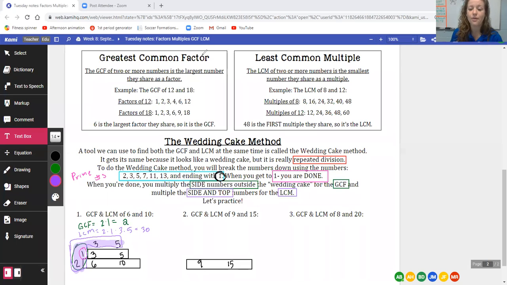So can 2 go into 9 and 15 evenly? It cannot. So I'm going to cross it out, move to the next one. What about 3? Can 3 go into 9 and 15 evenly? It can. So I'm going to put 3 on the outside. 3 goes into 9 how many times? 3. 3 goes into 15 how many times? 5. Very good. All right, so now we're going to draw our next tier.